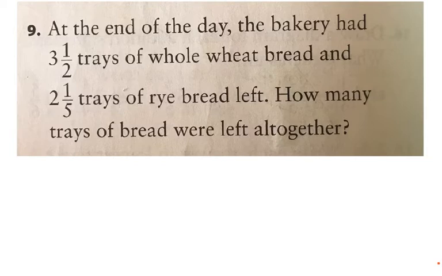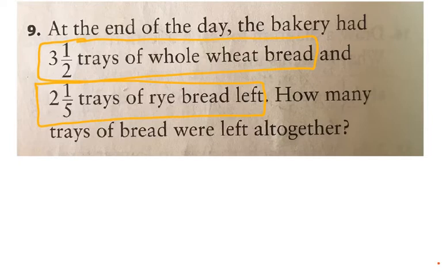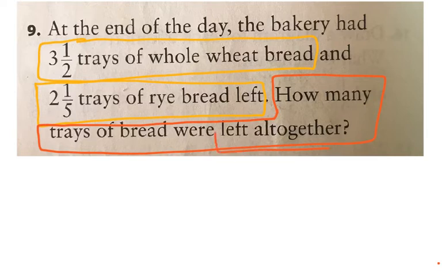Okay, so I'm not going to create a chart. I'm just going to circle things. So what do we know? Let's do that in yellow here. We know that there are 3.5 trays of whole wheat bread. We also know that there's 2 1/5 trays of bread left. What we're trying to find out is how many trays of bread were left altogether. Left altogether, that's like a total. That tells me addition. Okay, all right, let's get started.